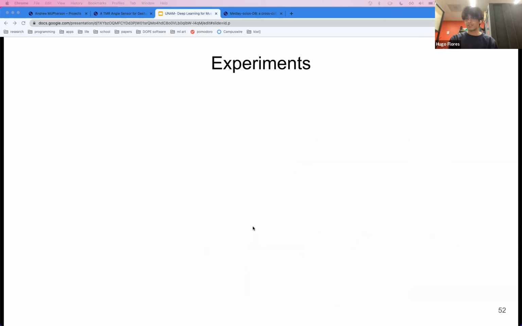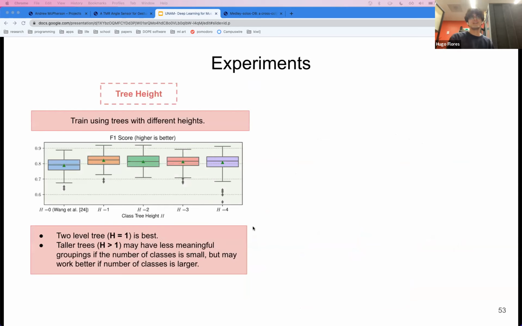So here are some results about our experiments. One thing that we tried is different levels of hierarchy. Here h equals 0 would be no hierarchy at all, so the baseline. H equals 1 would mean 2 levels: you have the base level and then 1 hierarchical level on top. H equals 2 would mean the base level and then 2 levels on top, and so on and so forth. And what we found was that the 2-level model, so h equals 1, is the one that did the best.